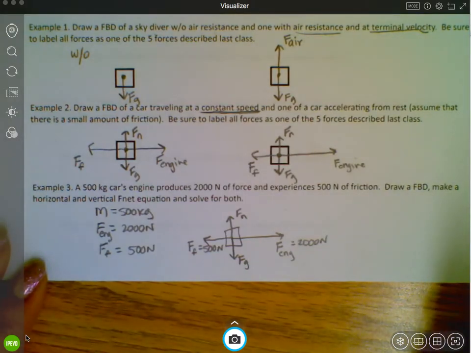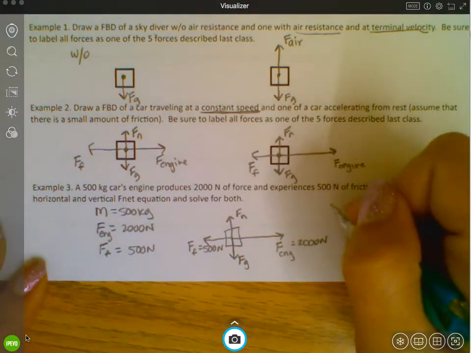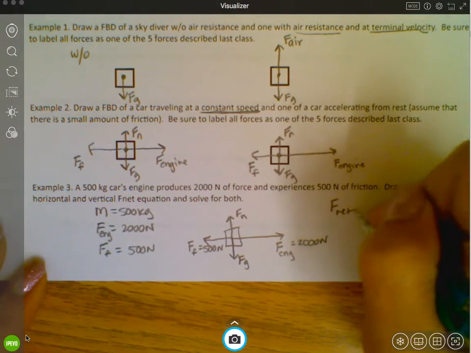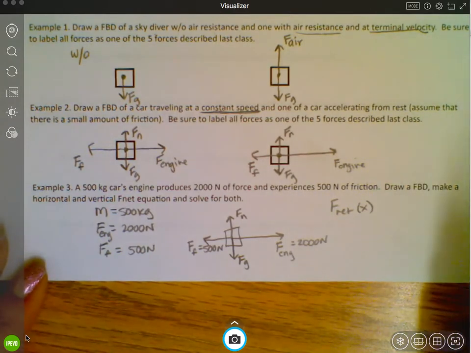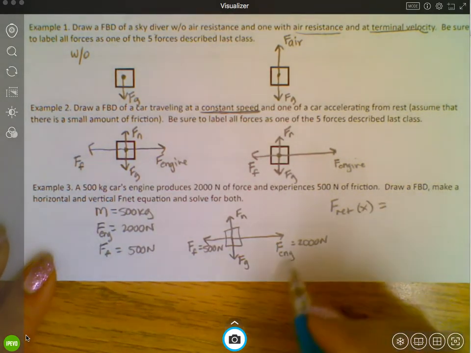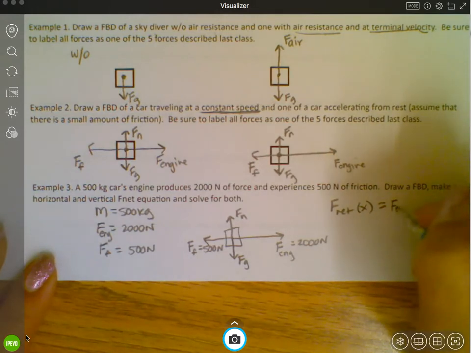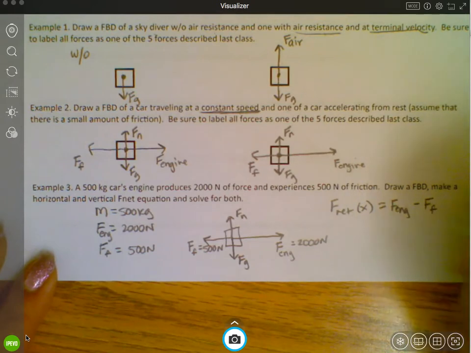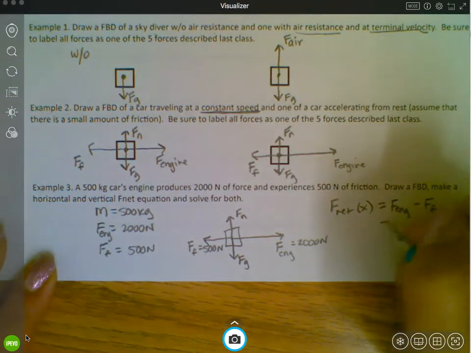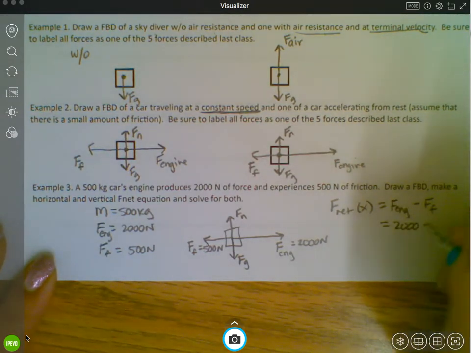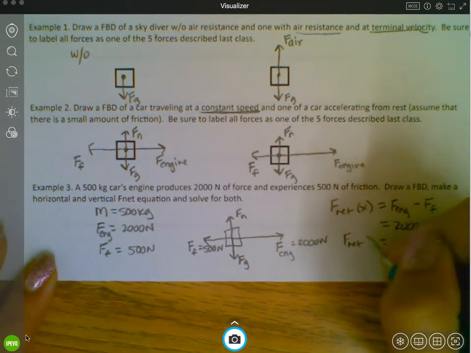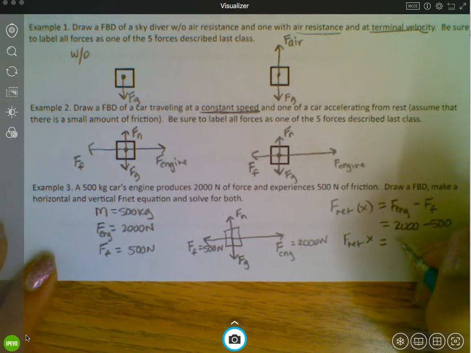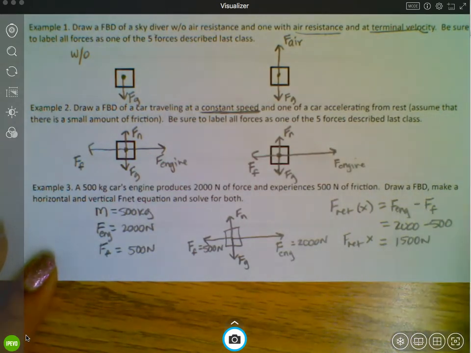Okay. So horizontal net force equation: F net in the X equals the forces to the right, so the engine, minus the forces to the left, so the friction. So if we do that, we get 2,000 minus 500, and we get that the F net in the X is equal to 1,500 newtons. Okay.